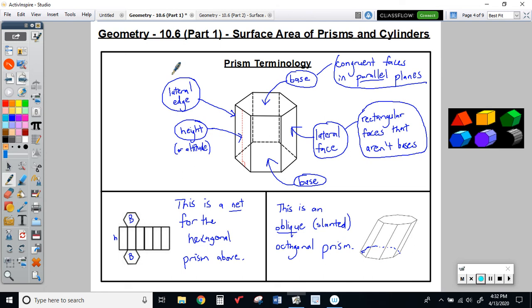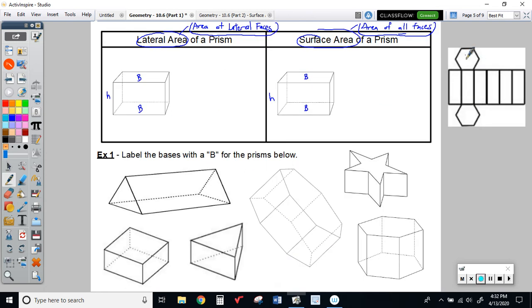I've really just copied and pasted that, made it a little bit bigger here. And so this is B, this is B, this is H here. To find a formula for just the lateral part, that would be all these rectangles right here. That would not include this base or this base.